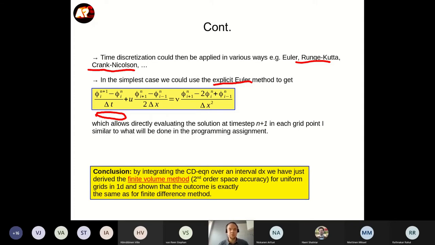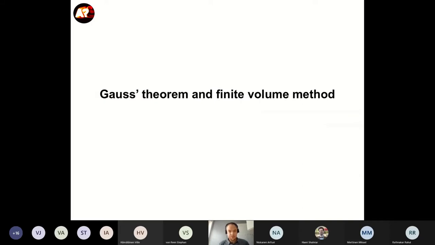Any other questions at this point? So let's look at this more in detail.